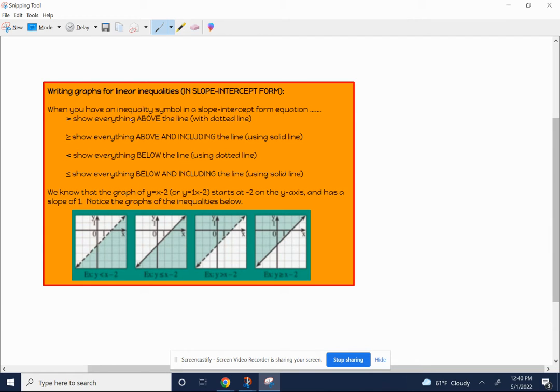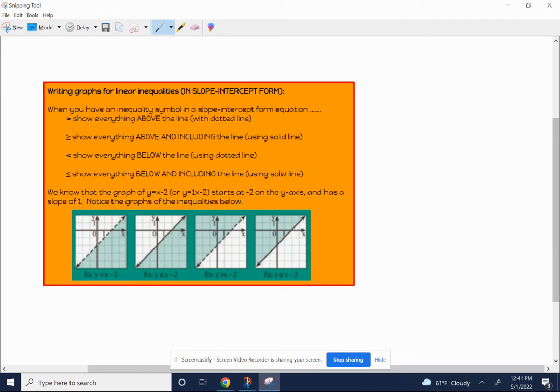So this is what the details up here say. If you have a greater than symbol after the y, you're going to shade everything above with the dotted line. If you have greater than or equal to, you're going to shade everything above it, including the line, so you would use a solid line. Less than is going to shade everything below with the dotted line, and less than or equal to is shading everything below and including the line itself with a solid line.